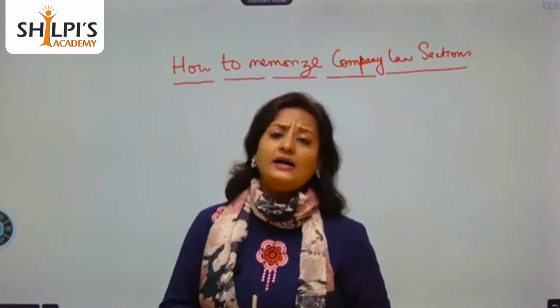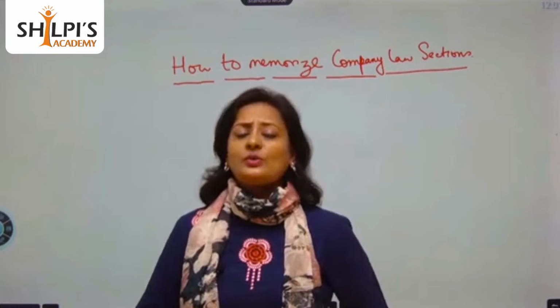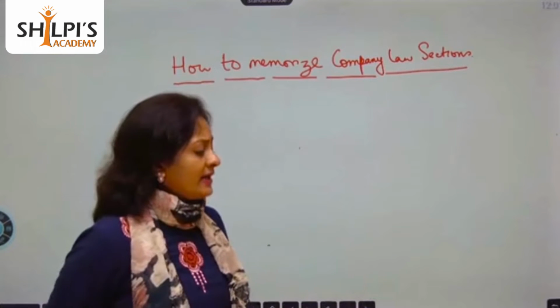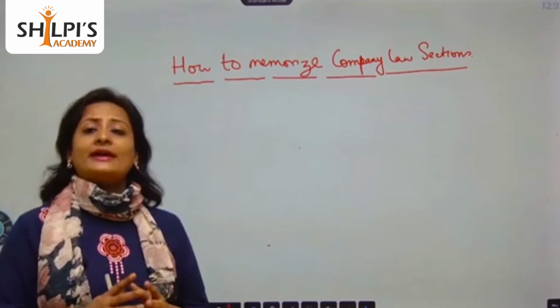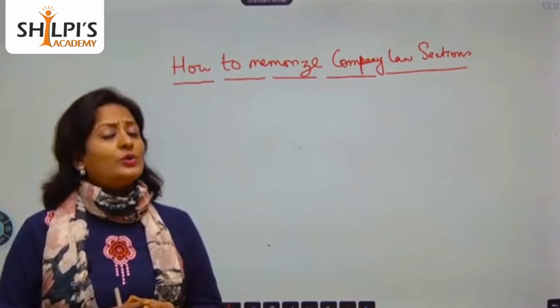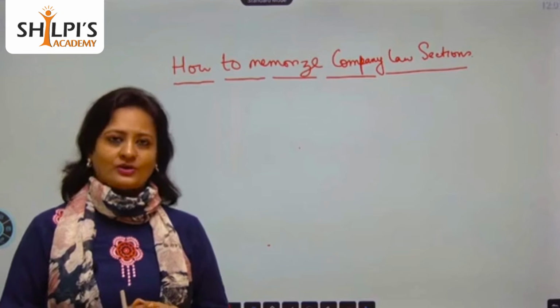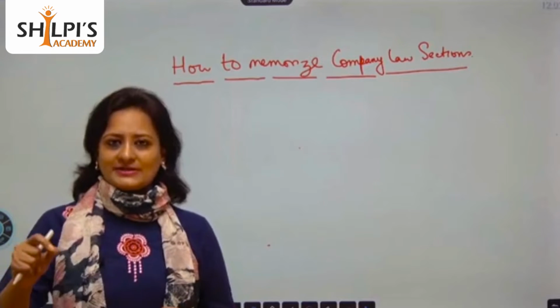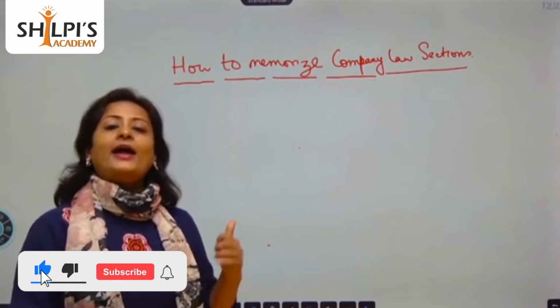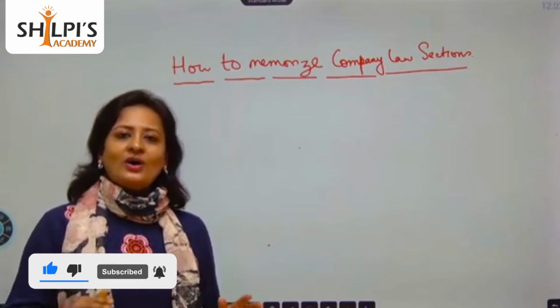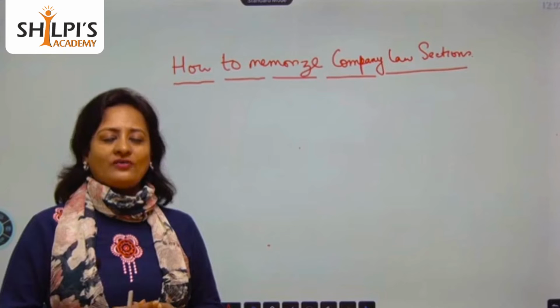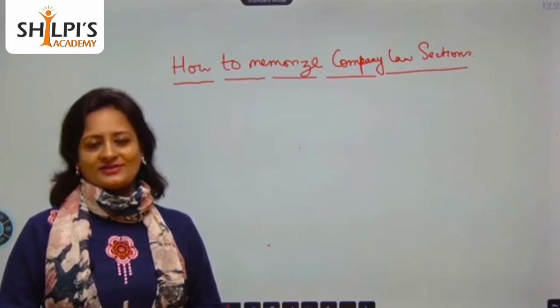But before I start, one of the most important things which I want to tell all of you. See, in the exam, if you are not able to remember the correct section, is it okay to write a wrong section? Absolutely not. You should be 200% sure that this is the section and only then you should quote that section in your answer. Otherwise, stick to "according to the applicable section of the Companies Act 2013."